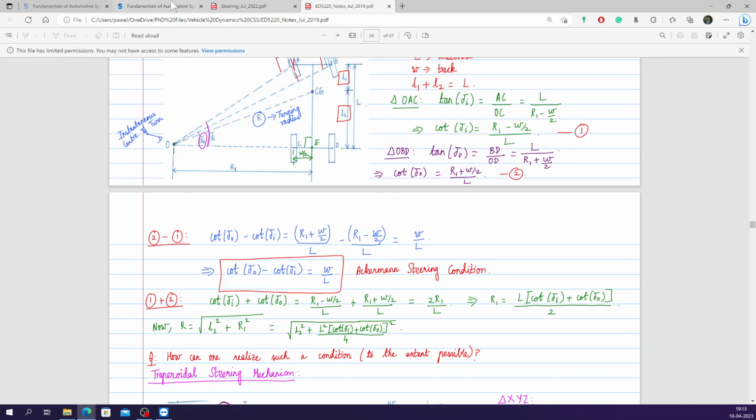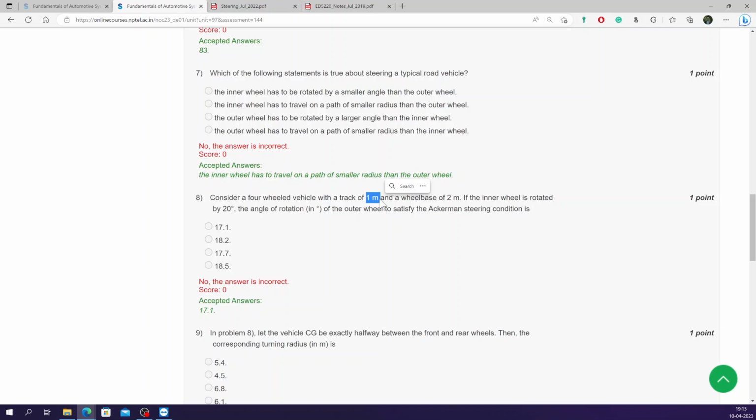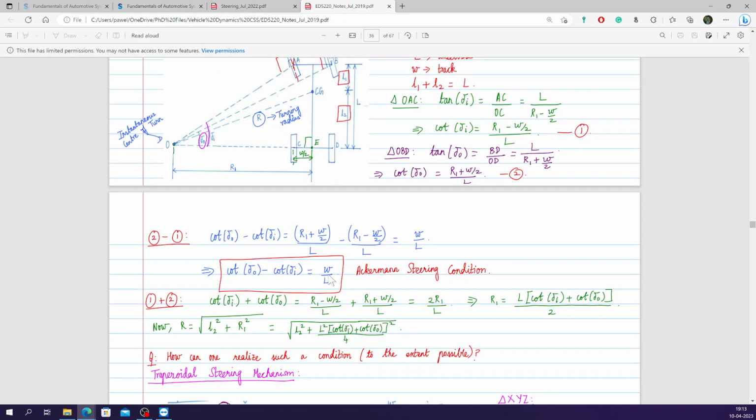So let's see. You have track of 1 meter, that is W equals 1. Wheelbase of 2, that is L equals 2. Inner wheel is rotated by 20 degrees. So it has told you three things. W by L is 1 by 2. Inner wheel delta is 20 degrees. All you have to do is find delta outer. So using this Ackerman steering condition, we can easily find out. Using this, you can solve that.